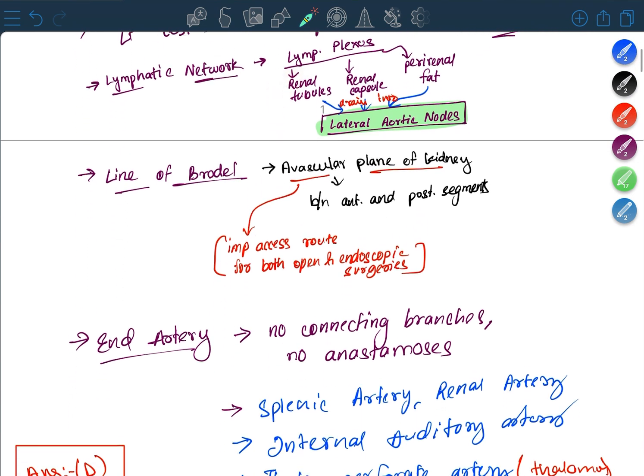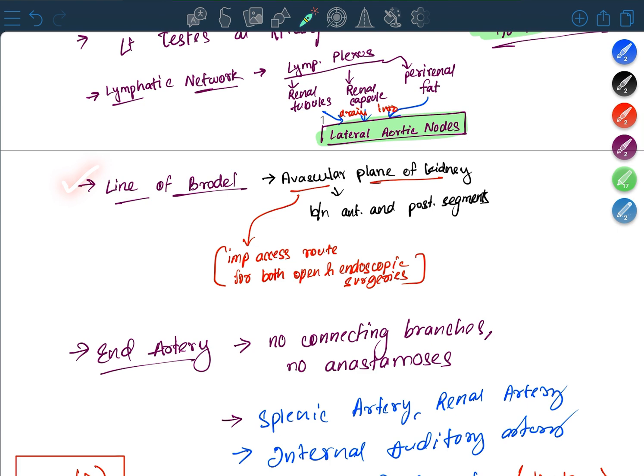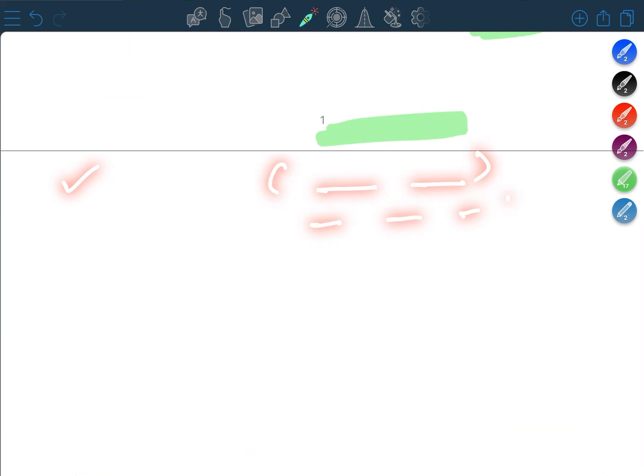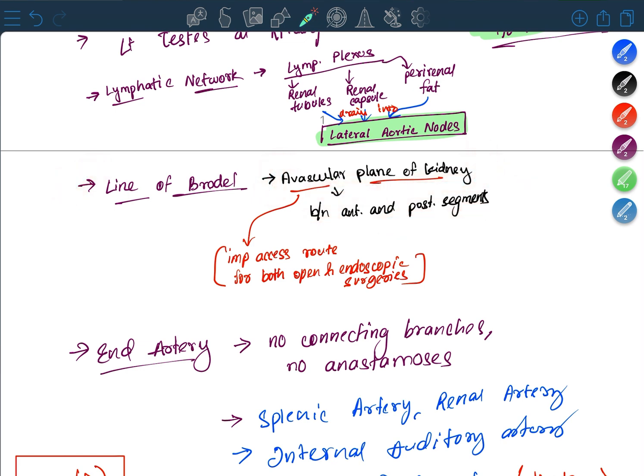And let's move on. Line of Brodel. It is an avascular plane of the kidney between the anterior and posterior segments. This has no blood supply, avascular. As a result of this, it is an important access route for both open and endoscopic surgery. It is helpful for the surgeons to do surgery.